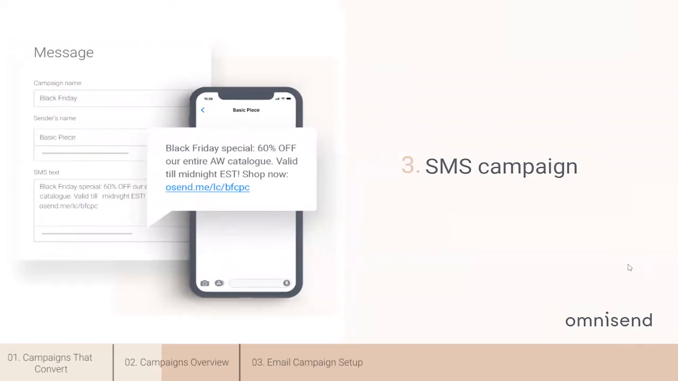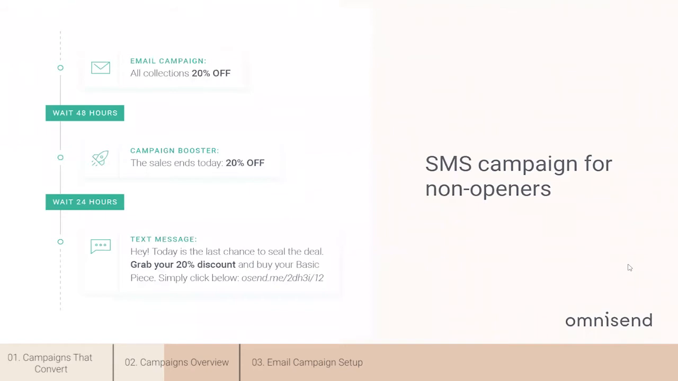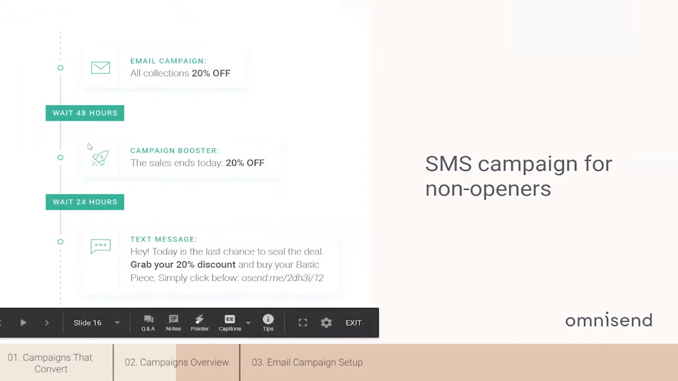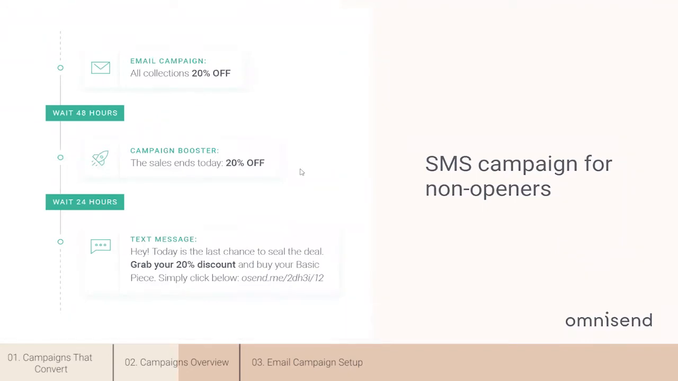A good use case, as an example, is to send an email campaign first. Then you can set a campaign booster that will be sent out after 48 hours. And finally, after that, you can segment all contacts who did not open the email campaign or the booster by campaign name. In that way, send the SMS campaign after another 48 hours to all of those who did not open the email campaign and who did not open your campaign booster. So a final touch would be the SMS campaign for non-openers.